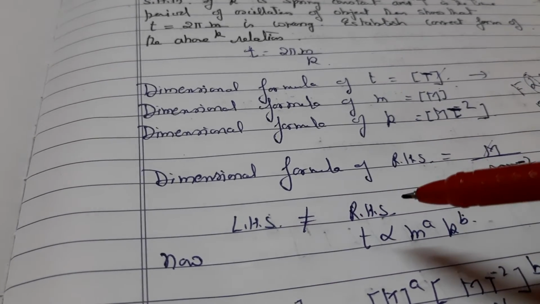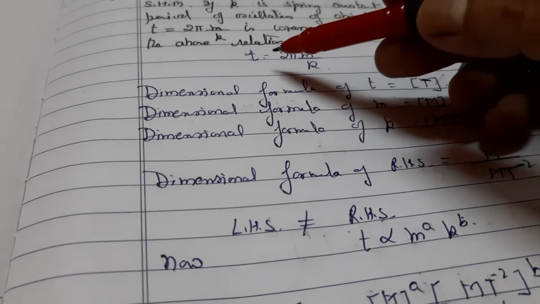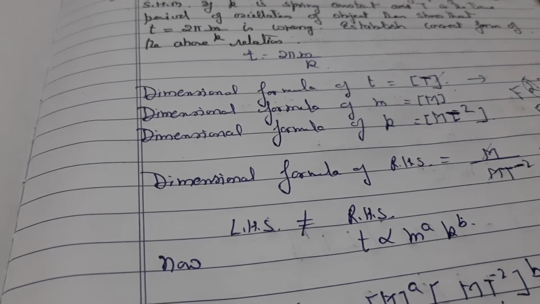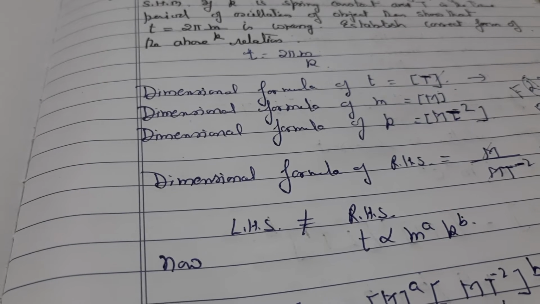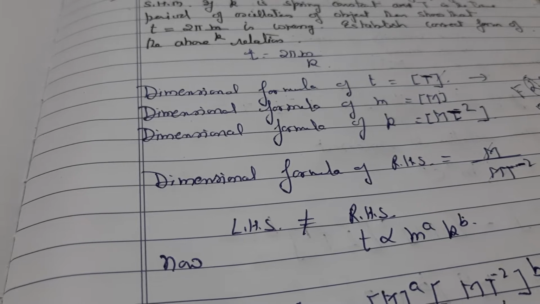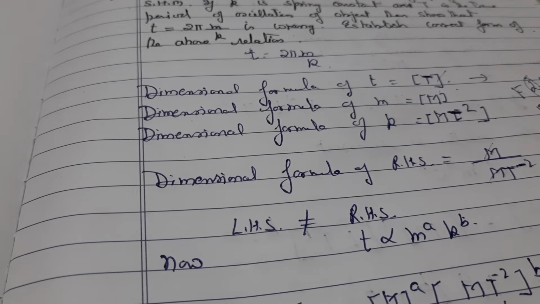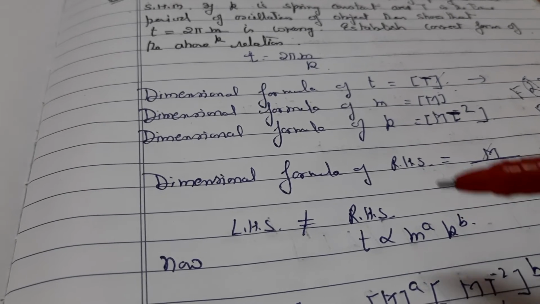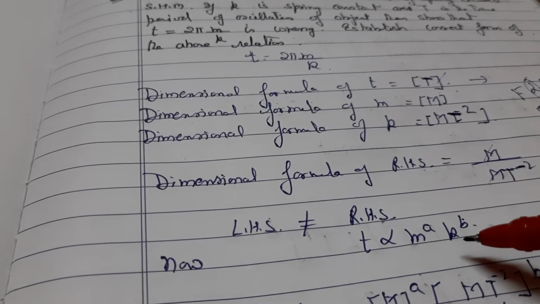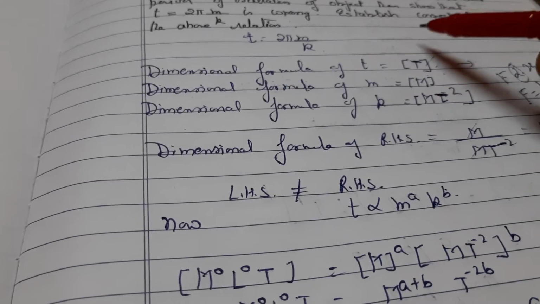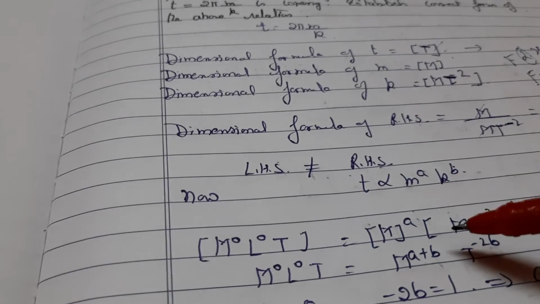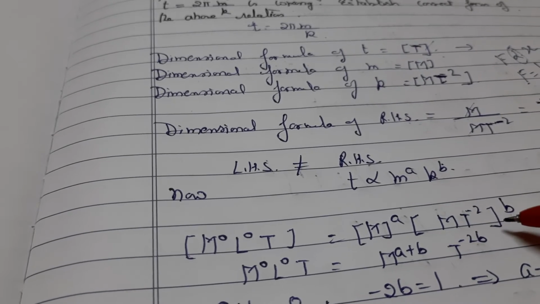Now we will derive the formula. So here time depends on two things, mass and spring constant. So we will take it in this way: t proportional to m raised to the power a and k raised to the power b. And here we will write the dimensions. So t means T, or we can write M0 L0 T. Here we will write the dimensions of m and k.